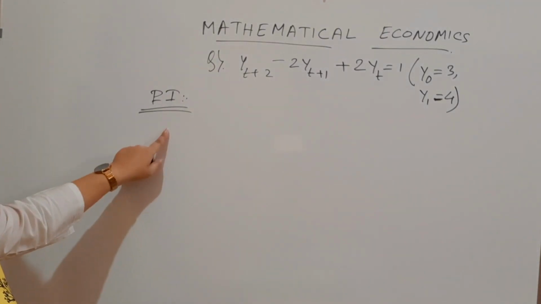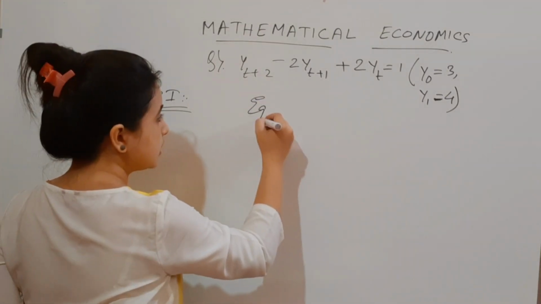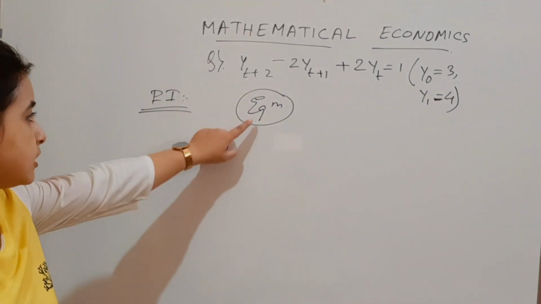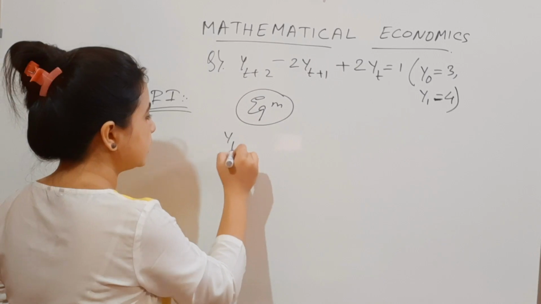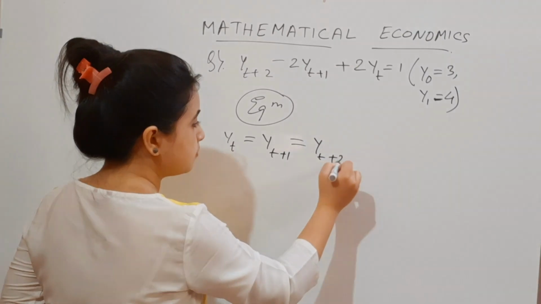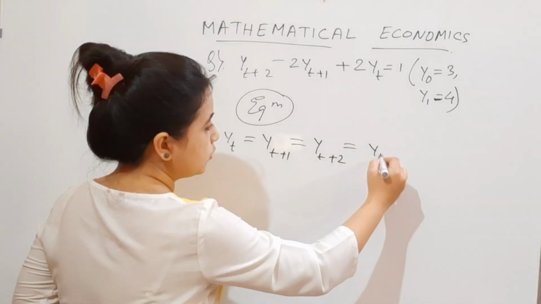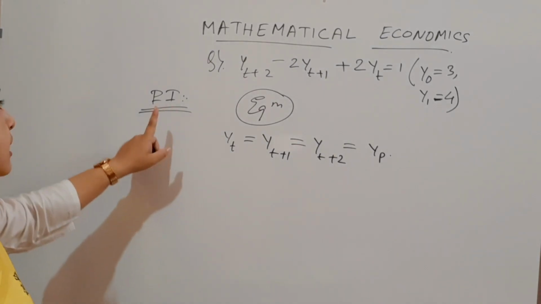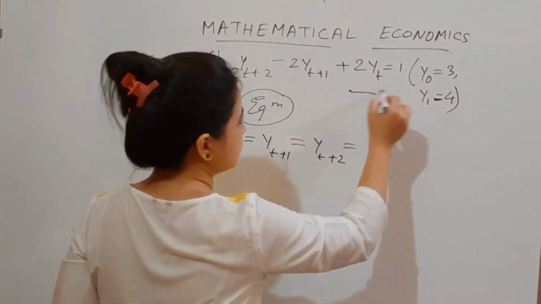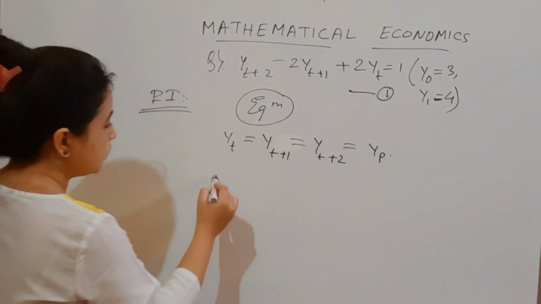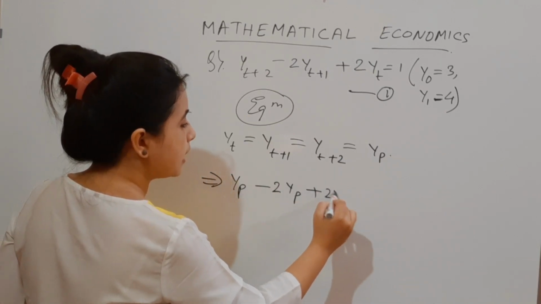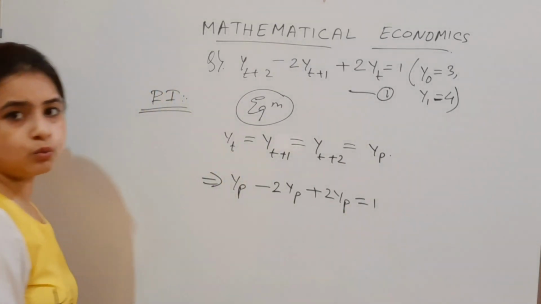Alright, so for the particular integral, what does it give us? You have to remember this. It gives us the equilibrium condition of the model. And for this equilibrium condition, we have to take up one condition, that means Yt, Yt+1 and Yt+2 are all equal, and I am going to represent it as Yp since we are finding the particular integral. So if I put this Yp into this equation, let me mark this equation as 1. Alright, so what do we have? We have Yp minus 2Yp plus 2Yp, and this is equal to 1, isn't it?